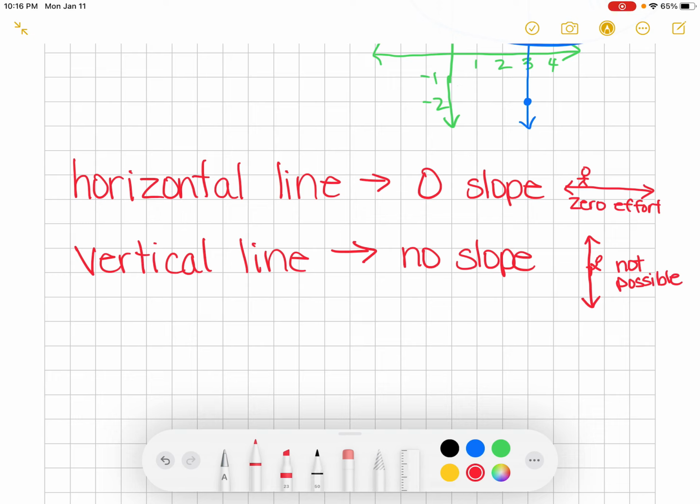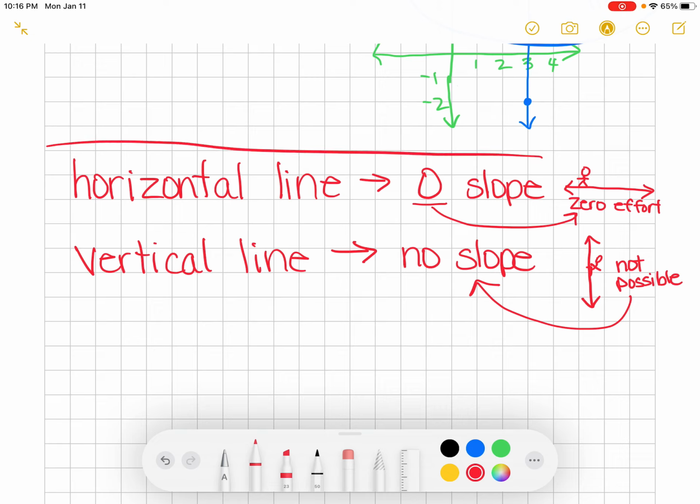So that's an easy way to remember: 0 is 0 effort, super easy, so it's a horizontal line. But a vertical line is not possible, or no slope. So you have to be Spider-Man, right, to walk up a vertical line. And none of us are Spider-Man, unfortunately. Okay, so that's your lesson for today.